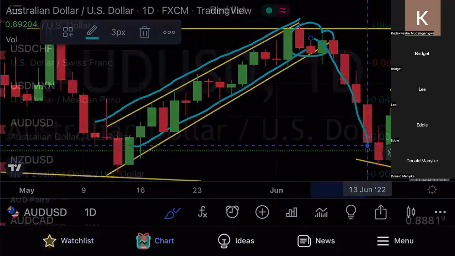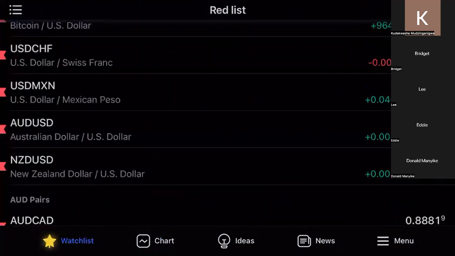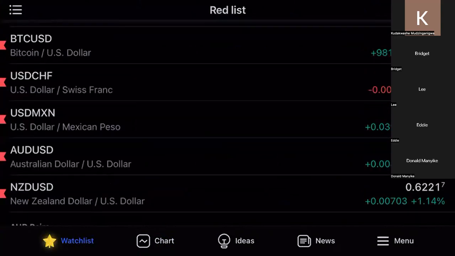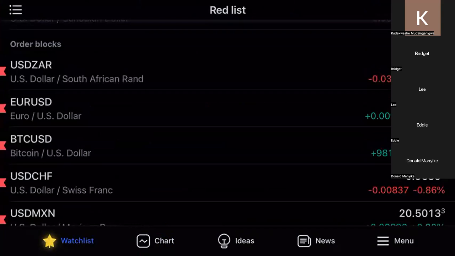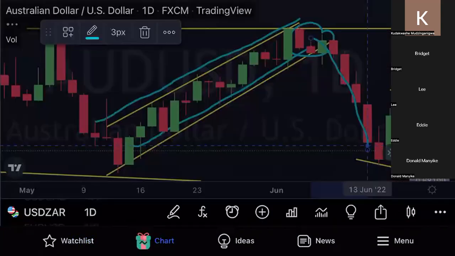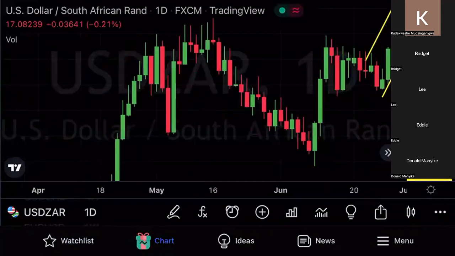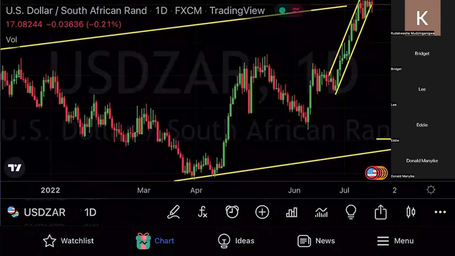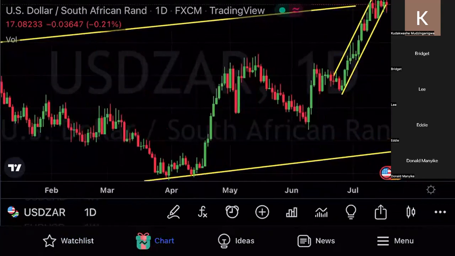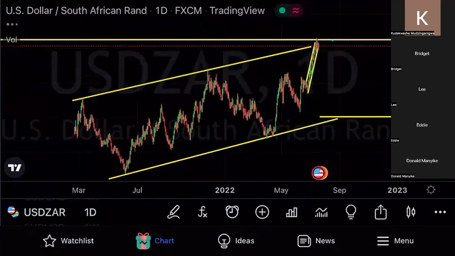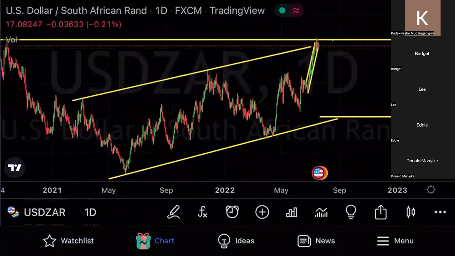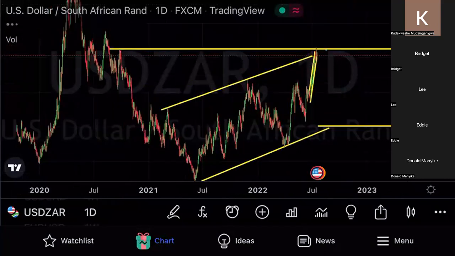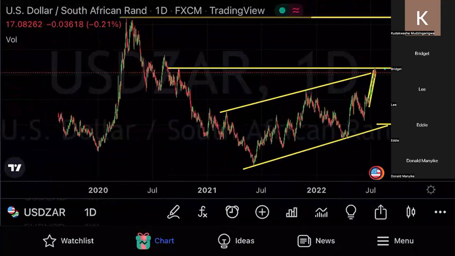Okay. So we can choose to go again. Let's take another pair of our choice. Which one should I take? Let's try USDs and see what I'm talking about. So this is another pair that I'm looking at. Currently I'm looking at USD ZAR. So this is the pair, guys.